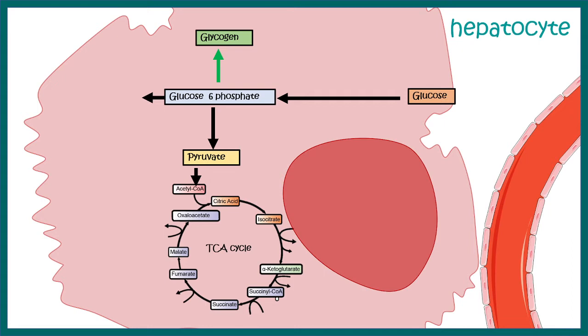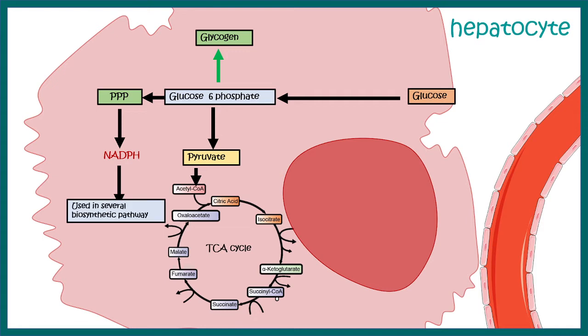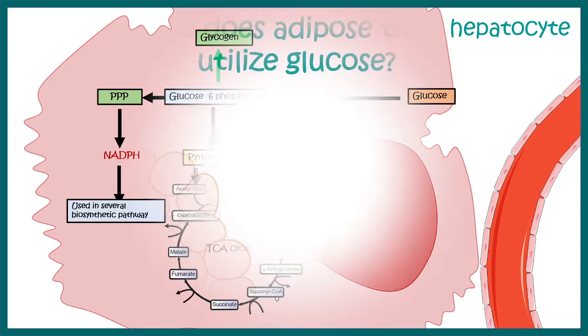Then some amount of glucose can be converted to glucose 6-phosphate, and that could be channeled into pentose phosphate pathway. And pentose phosphate pathway leads to production of NADPH, and NADPH is a key reductive equivalent that is used in several biochemical pathways like fatty acid biosynthesis, like protein biosynthesis, and many more. So NADPH is really crucial. Just like we have energy currency as ATP, NADPH is basically reducing equivalent. So now we understand how hepatocyte would utilize the glucose.